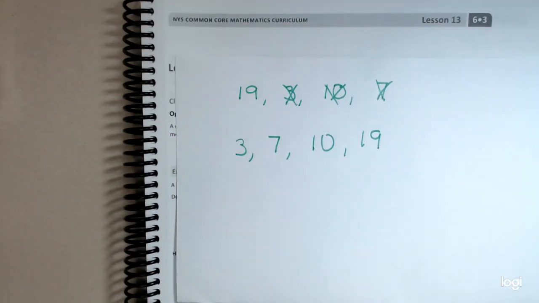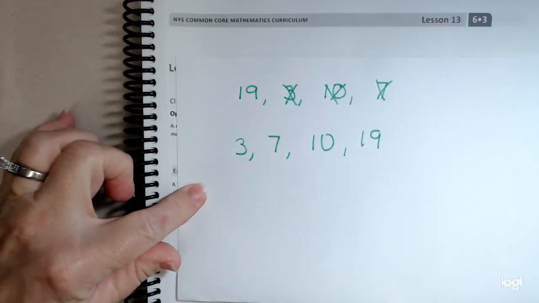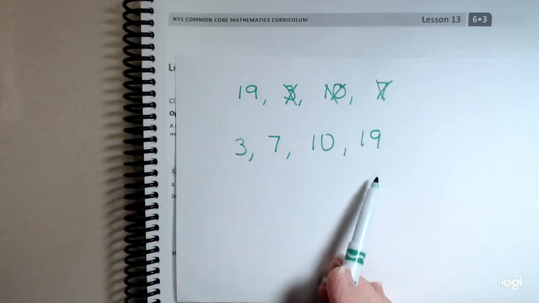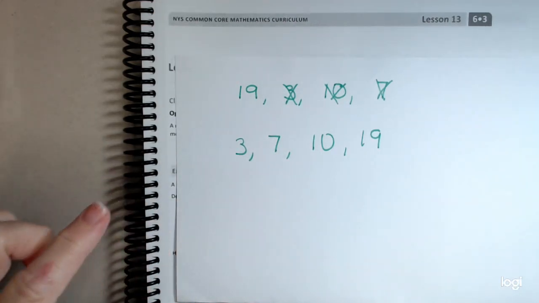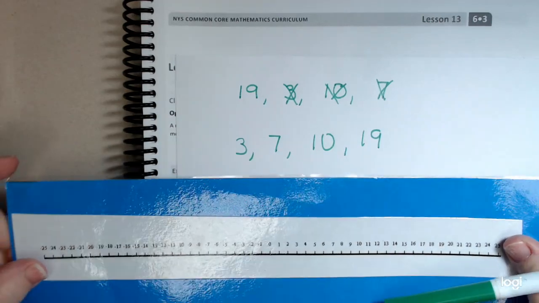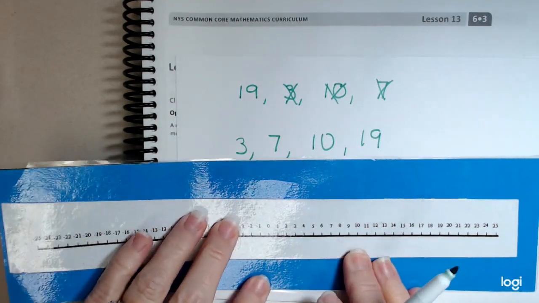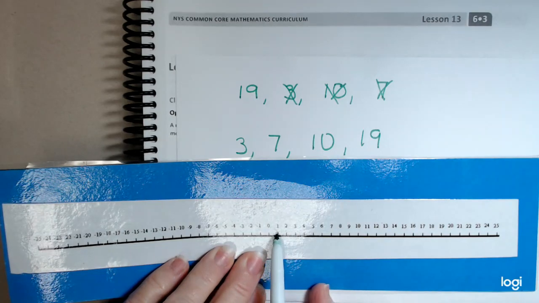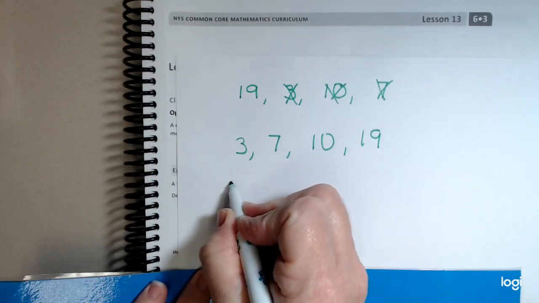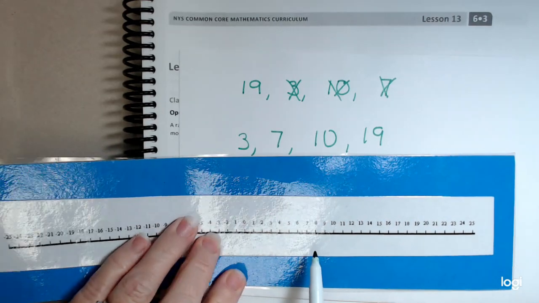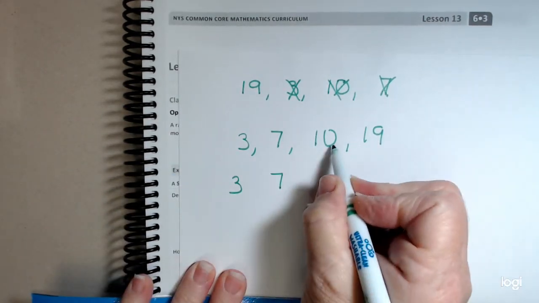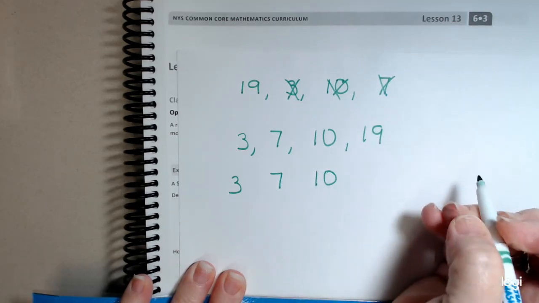Now, if I would ask you to put the absolute value underneath each one of these integers, remember absolute value means how far is that number away from 0. So for example, here's a number line I've made for us. It's a little shiny. How far is 3 away from 0? It's 1, 2, 3 places away from 0. How far is 7 away from 0? Well, obviously it is 7 places away from 0. 10 is 10 places away from 0.